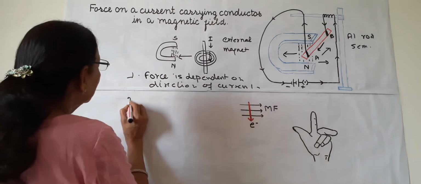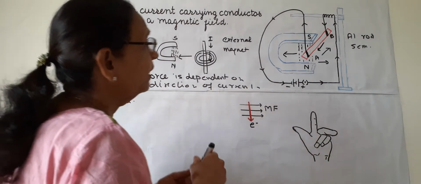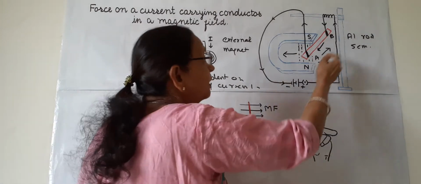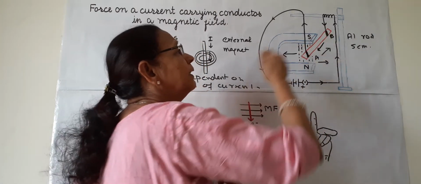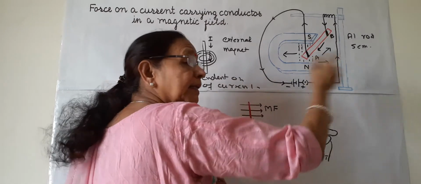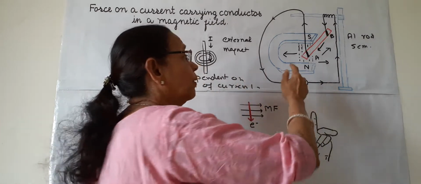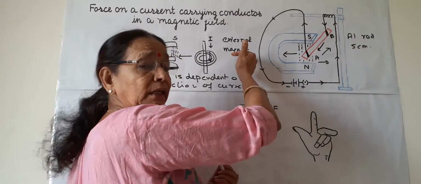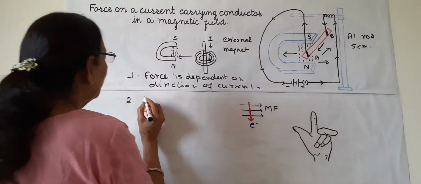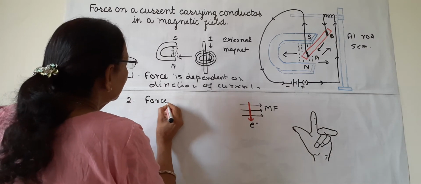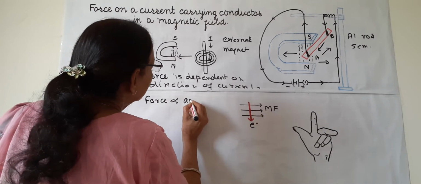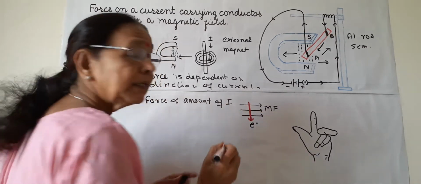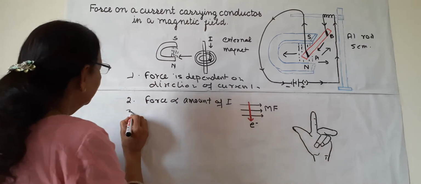The second thing we can demonstrate: if the amount of current is increased, more current, heavy current is passed in this aluminium rod, then the displacement is more. It goes further to this side or farther to this side. So the second point is force is directly proportional to the amount of current. So this is the second point we understand.